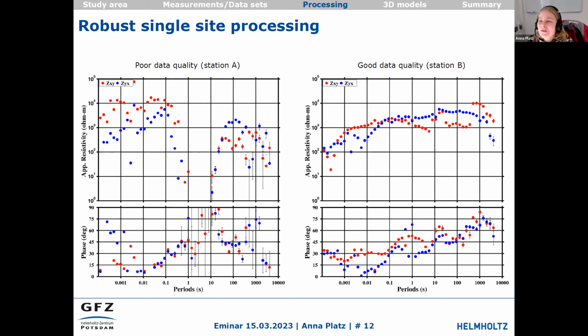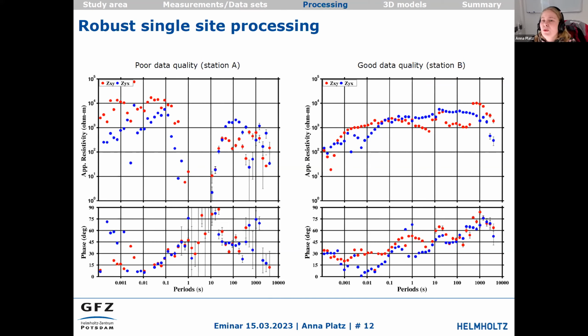But let us start with some processing examples. In most cases, I will show you processing examples like this, meaning that you have the apparent resistivity and phase curves of the two off-diagonal impedance tensor components in the period range of 10 kilohertz up to 10,000 seconds. In some cases, I will also show you vertical transfer functions, but in most cases, I focus on impedance today.